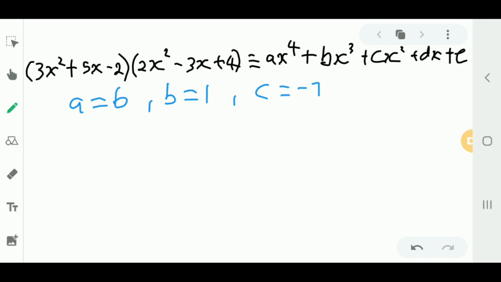Then it asks you for the x term. So x times this constant, so that's 5 times 4, that's 20x, and constant times the single x, so that's positive 6x. And then E is the constant. So you can only get a constant if you multiply a constant by a constant. So that's minus 2 times positive 4, that gives you minus 8. So E is minus 8.